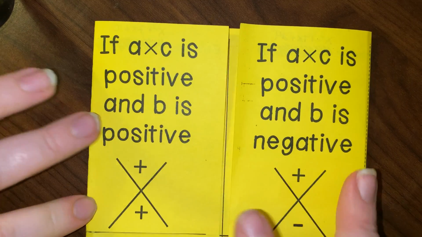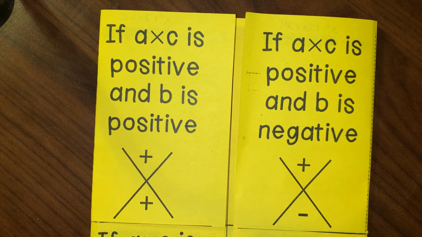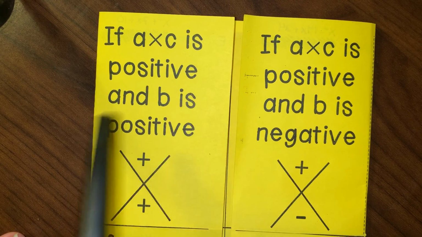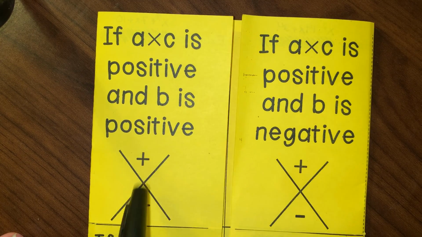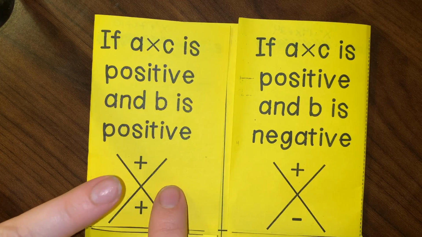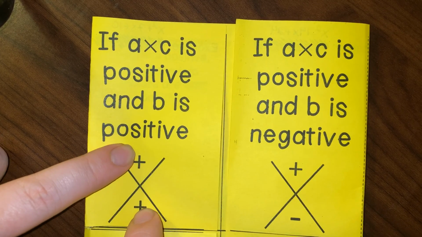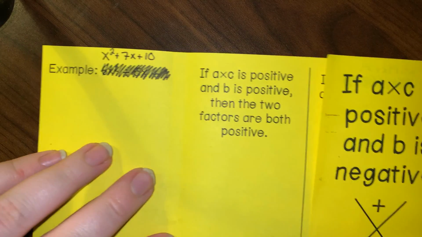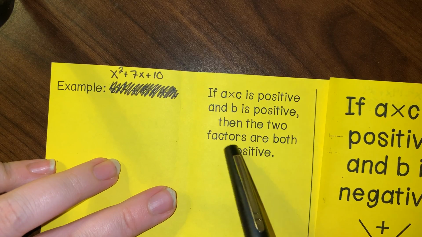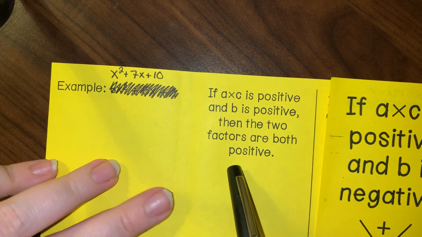Okay, so this is essentially a tricks foldable for determining what values are going to be positive and what values are going to be negative. And all of these are using the X box method. So if you see here, if A times C is positive and B is positive, that means that both these numbers that you have here are positive. So that means that you have to figure out the value of these two numbers to make both of these positive. So if you look on the inside, if A times C is positive and B is positive, then the two factors are both positive.